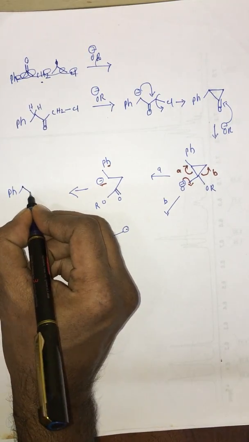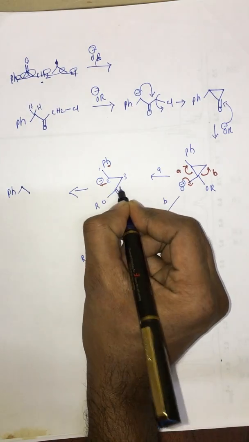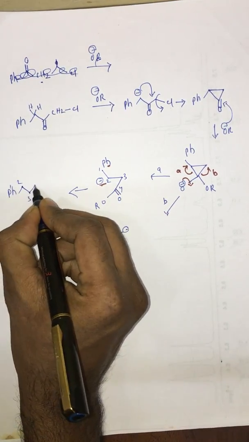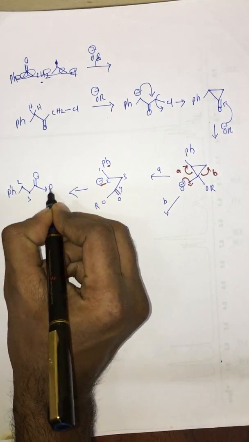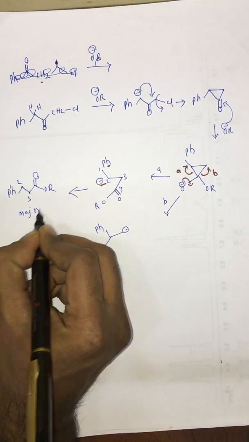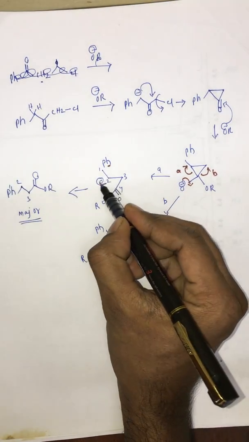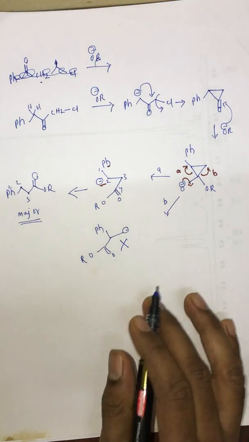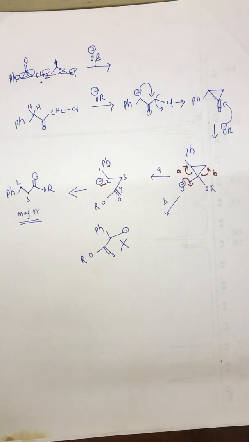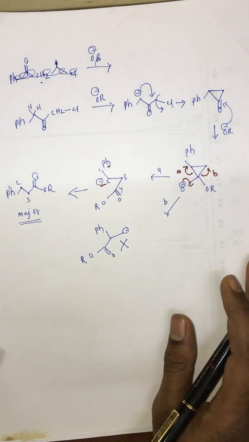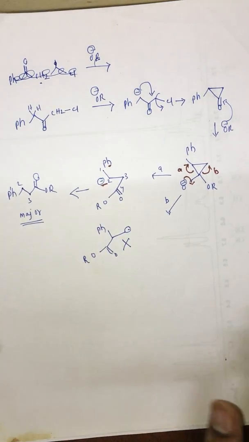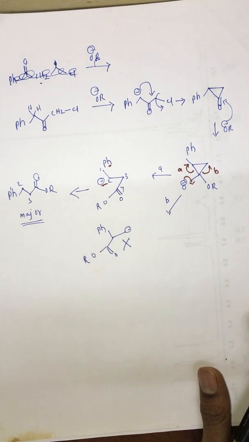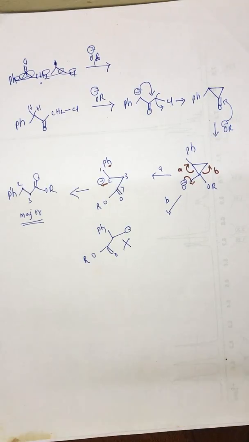CH2, 1 2 3 4, 1 2 3. So this is major because here this carbanion is stable and this carbanion is not stable. It may form, but it will form in a minor amount. So this is the mechanism for these kinds of compounds. And now we'll go for different types of substrates.